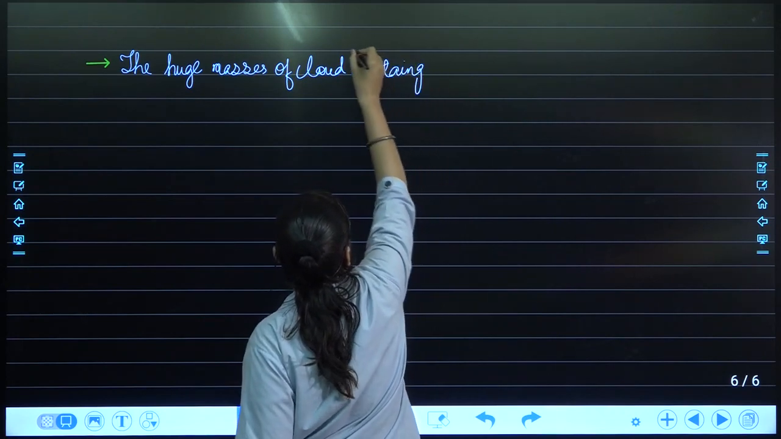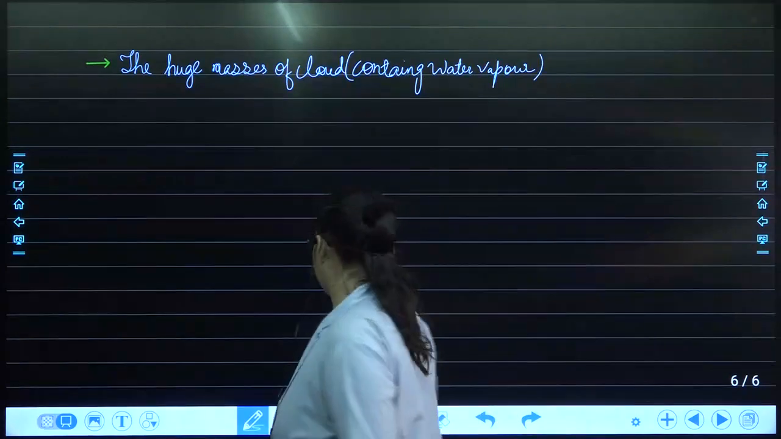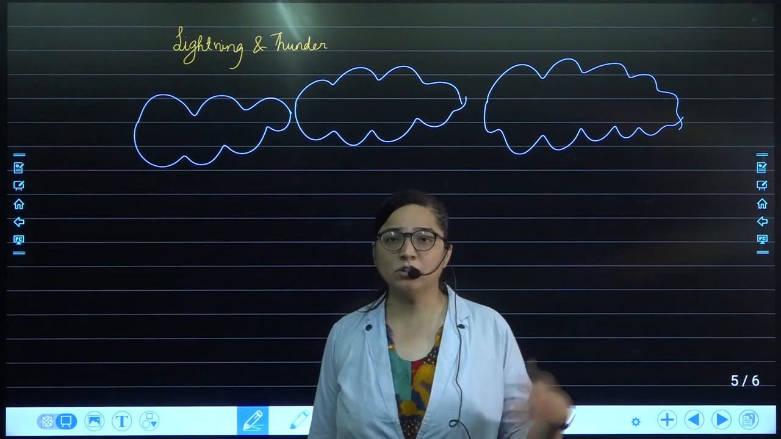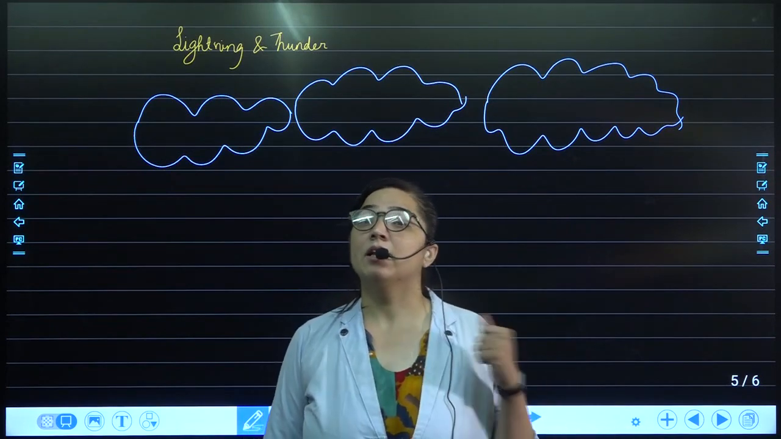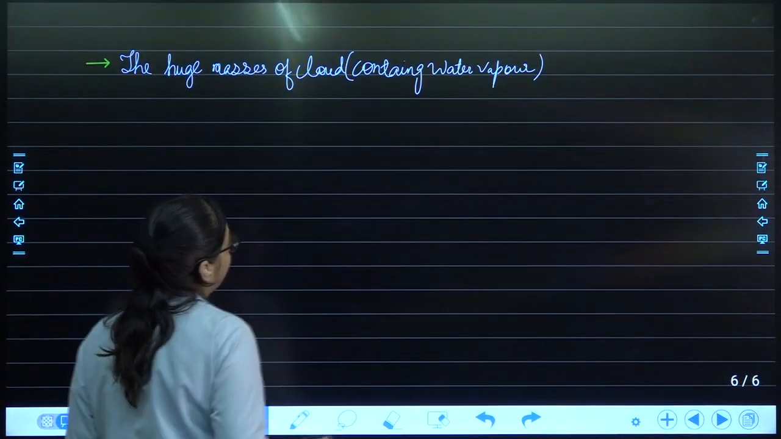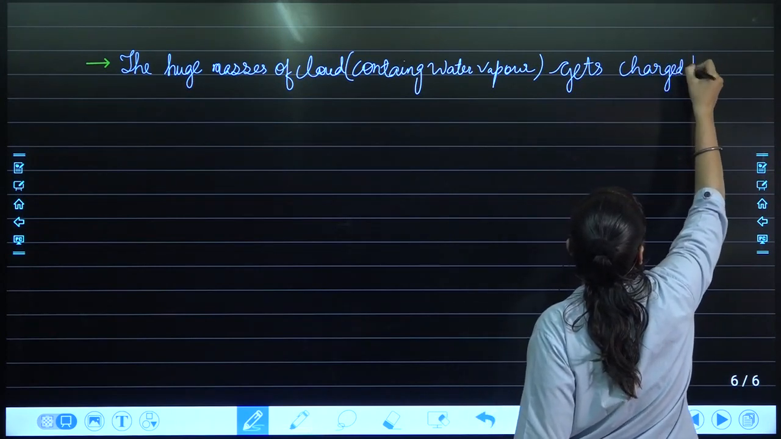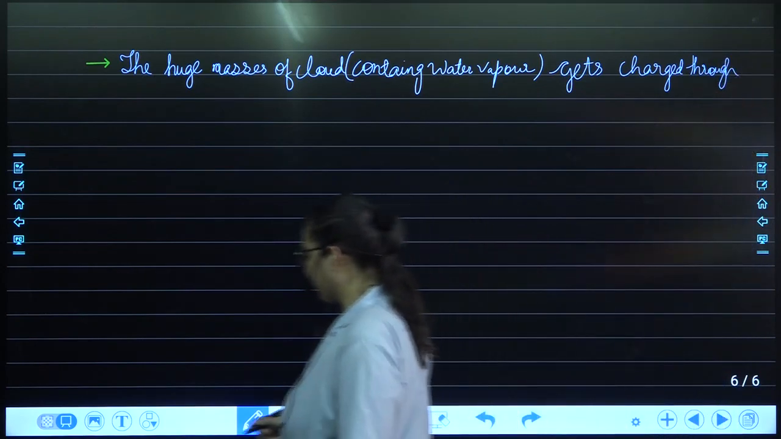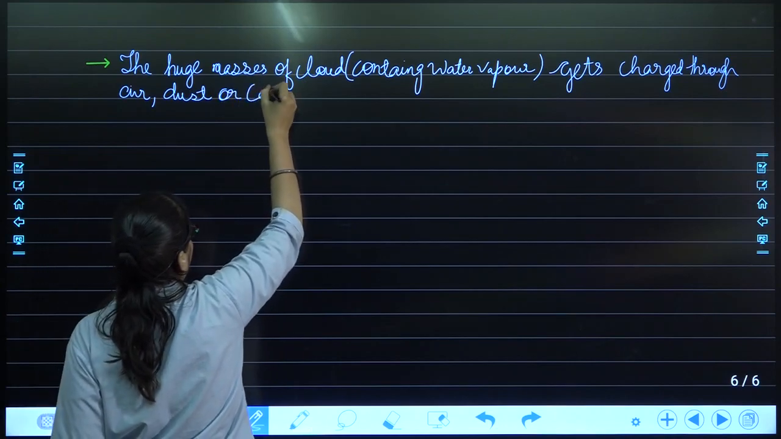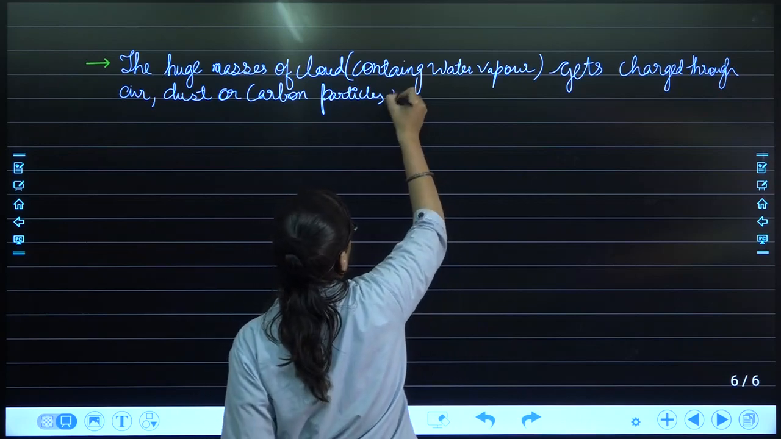That is containing water droplets. These big clouds get charged. How? Because of the air, dust or carbon particles which are present in the air, they will make these particular clouds charged. So the huge masses of cloud get charged through air, dust or carbon particles, as they get rubbed through air.